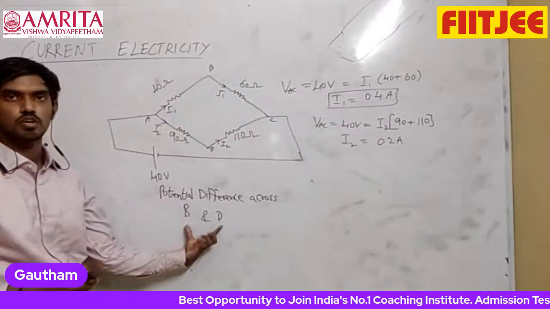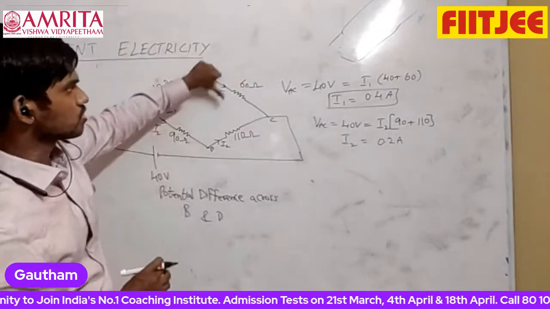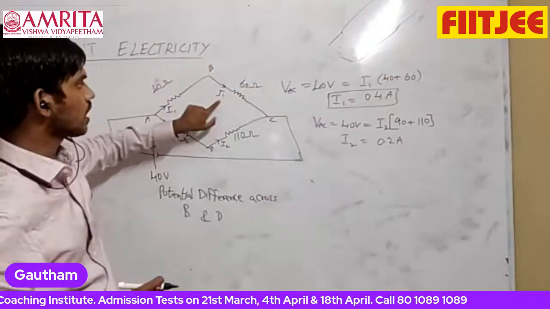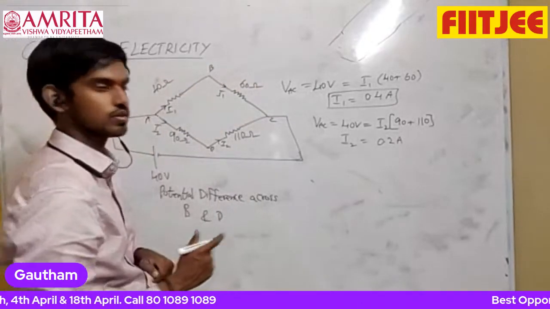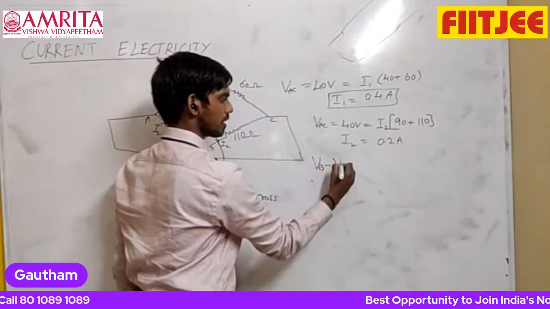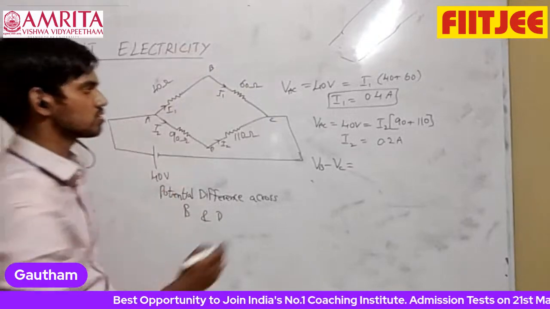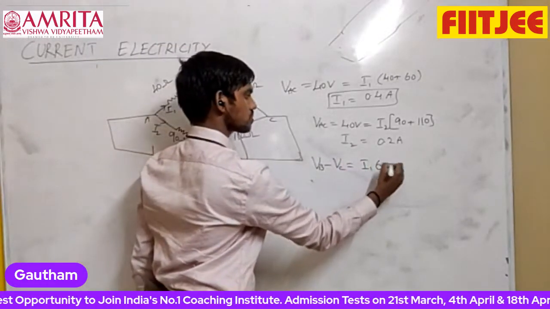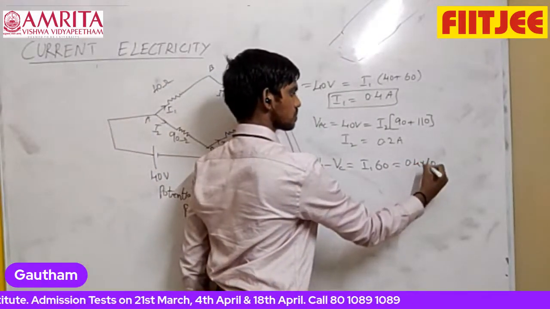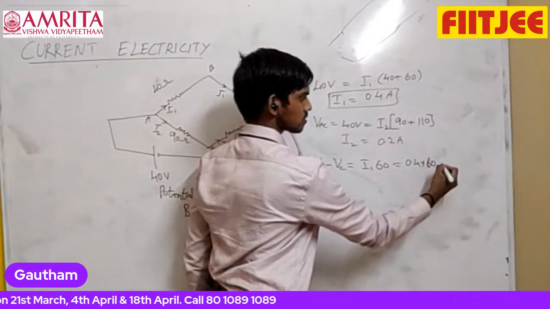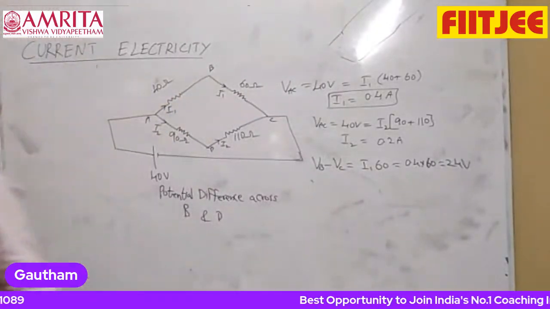Now they are asking for the potential drop across B and D. Can I say the potential drop across BC is I1 into 60? Potential drop across BC means what? B is at higher potential, so potential of B minus potential of C, because current flows from high potential to low potential. So potential of B minus C is I1 into 60. What is I1? 0.4. So 0.4 into 60 is 24 volts.